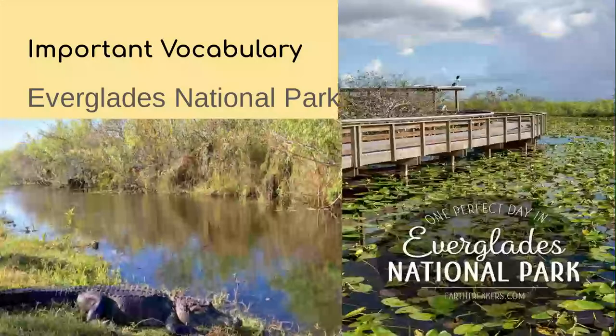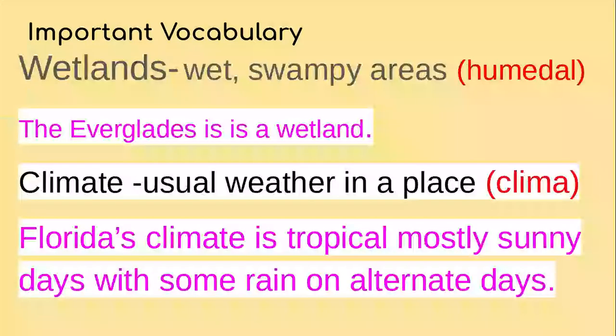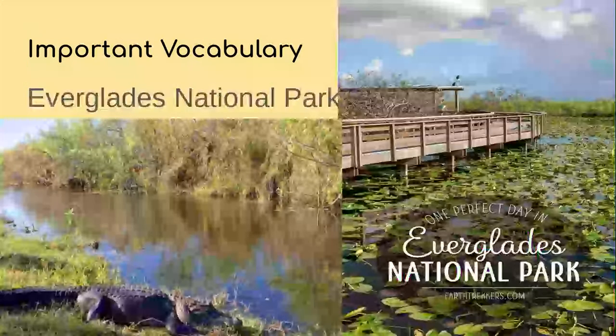All right, so we have some important vocabulary that we're going to go over. One of them is the Everglades National Park. This is a park here in South Florida, actually. And the Everglades is a wetland. Wetlands are wet, swampy, humid areas, and that's where the Everglades are. It's here in South Florida. They have alligators, they have snakes, they have all sorts of wildlife.